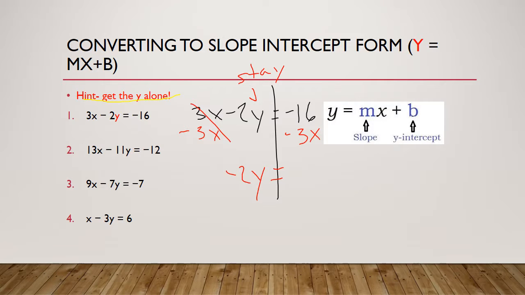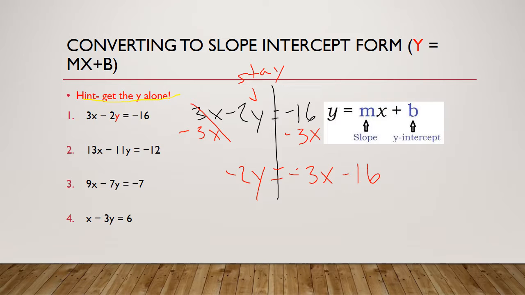Those are not like terms. One has an x, one doesn't. So what I'm going to do instead is I'm just going to write them next to each other, negative 3x minus 16. Now, I usually write the x first just because that's how slope-intercept form looks. The x is first, and it just makes it easier that way. So the next thing I'm going to do is the second step, which is to get rid of the number touching y, which is that negative 2.